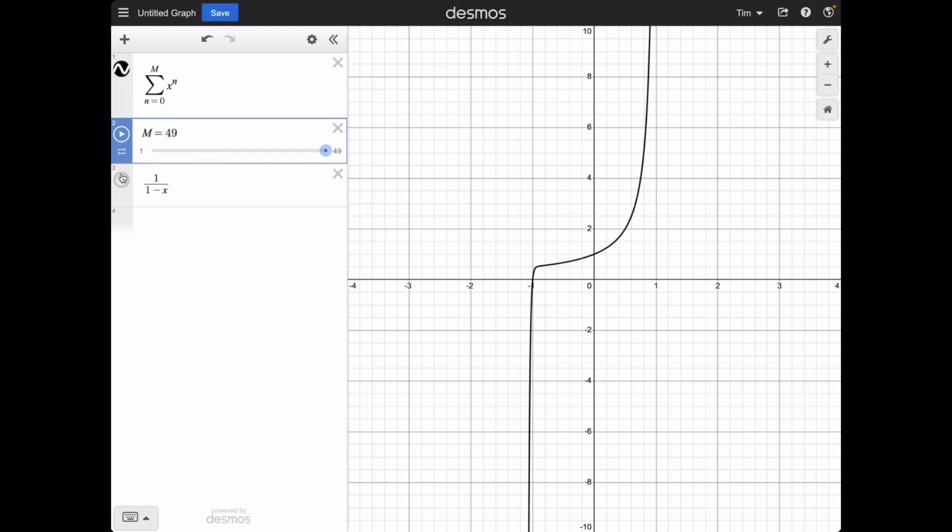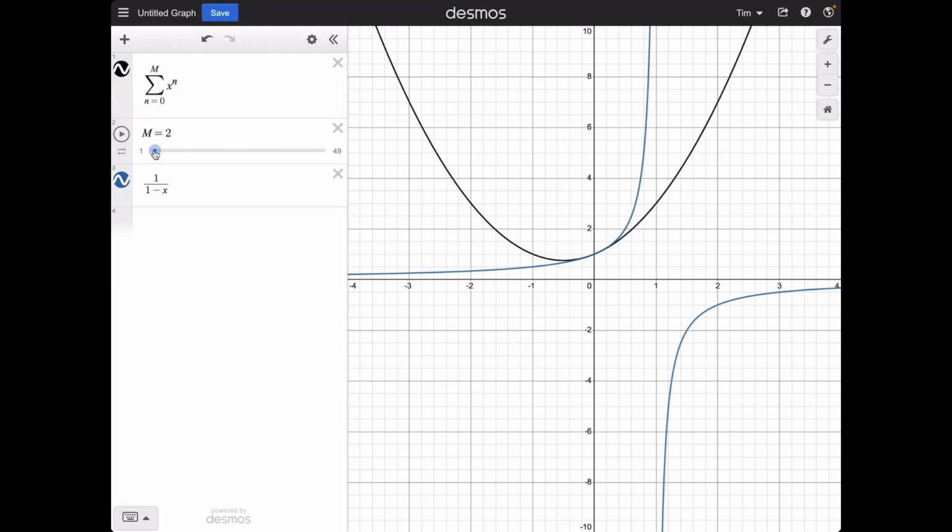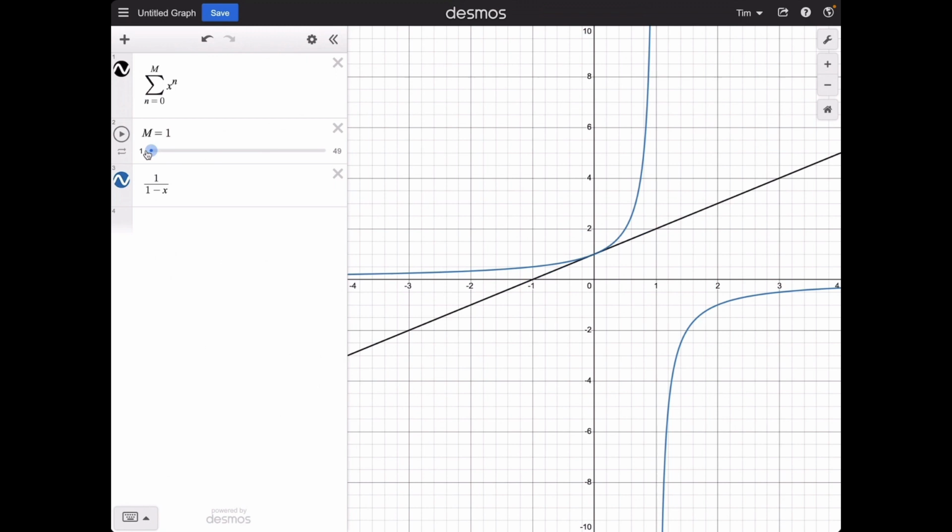Let's look at what will happen as we add more and more terms to this polynomial. If we start here with m equals 1, this is just x plus 1. And as we increase the value of m, that will give us more and more terms for this series. We'd like to do the series from 0 to infinity, but if we type in infinity, Desmos doesn't know how to write that infinite power series. So we have to have a finite upper limit here. That's why I'm using m.